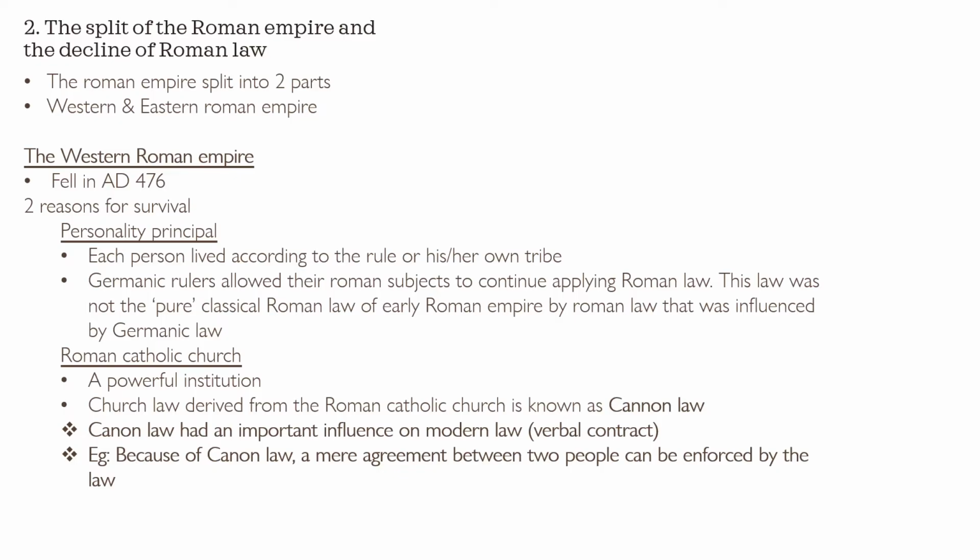Personality principle. Each person lived according to the rule of his or her own tribe, and Germanic rulers allowed their Roman subjects to continue applying Roman law. This law was not the pure classical Roman law of early Roman Empire, but the Roman law that was influenced by Germanic law. Roman Catholic Church, a powerful institution.